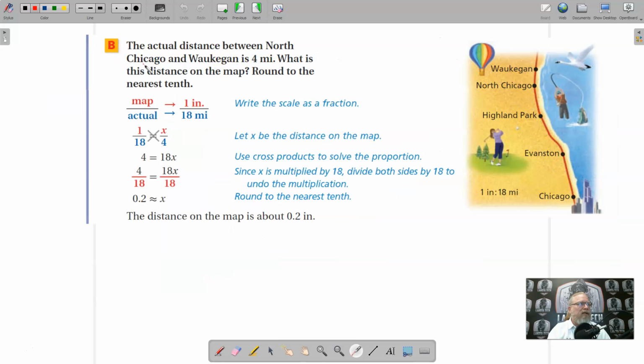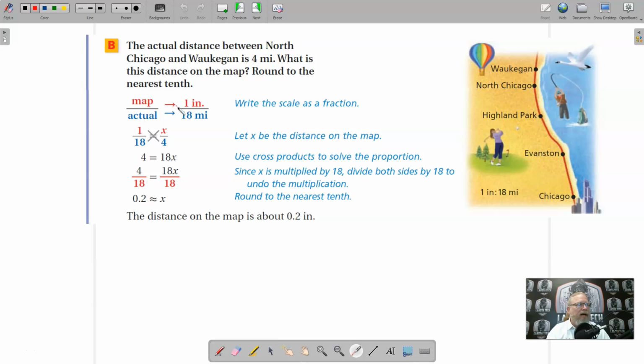So the actual distance between North Chicago and Waukegan is 4 miles. So here is Chicago. And I guess they're talking about North Chicago. Oh, here, North Chicago up here. So North Chicago here and Waukegan right there above it. All right. So the actual distance in real life is 4 miles. What is the distance on the map? And round your answer to the nearest tenth.